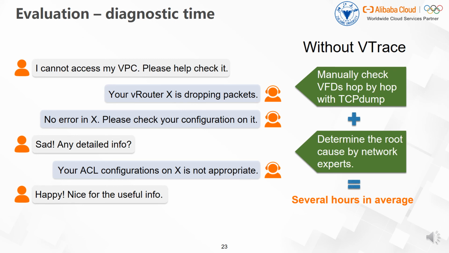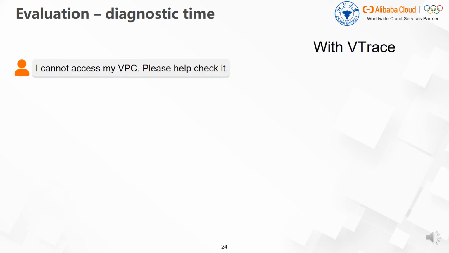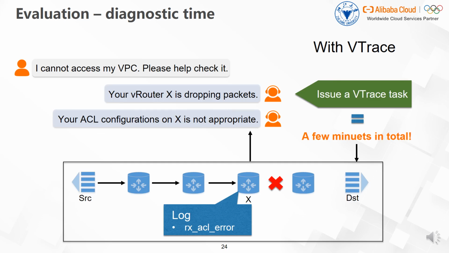With respect to the diagnostic time, it costs hours when there is no VTrace system. Now, with VTrace, once a diagnostic request comes, operations engineers can issue a VTrace task to automatically diagnose persistent packet loss issues. After a few minutes in total, a diagnostic result will be clearly presented, namely the problematic VFD and a concrete packet dropping reason. In this way, tenants can get a quick and useful feedback.